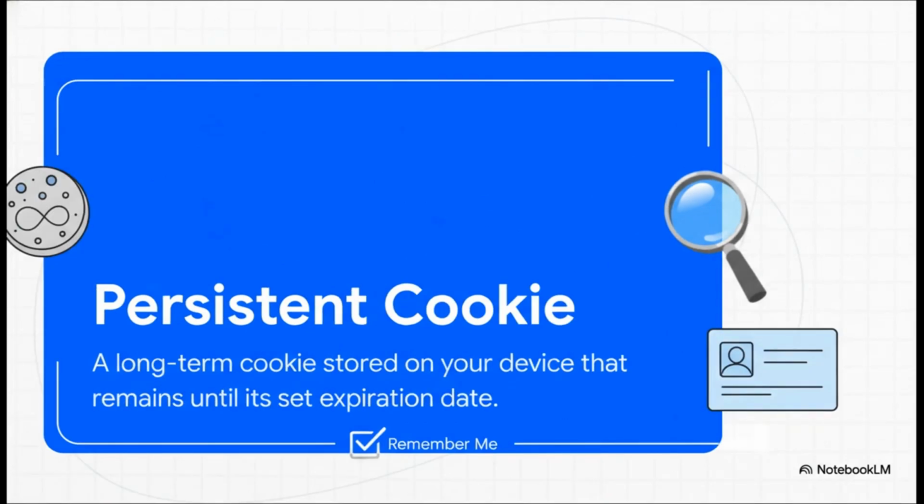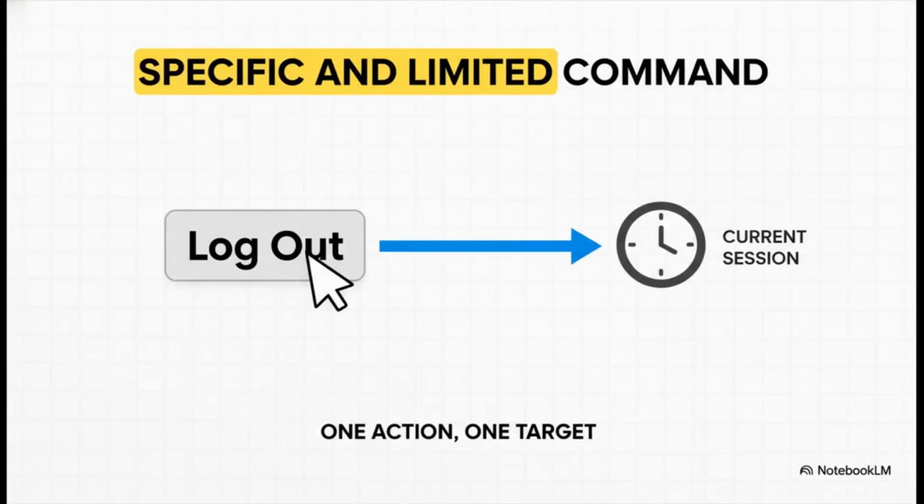The second you leave, that pass is basically torn up. Now, the long-term memory is something else. It's called a persistent cookie. This thing is much more like a permanent ID card. You probably got it when you ticked the little Remember Me box a long time ago, and it just sits on your device, waiting.